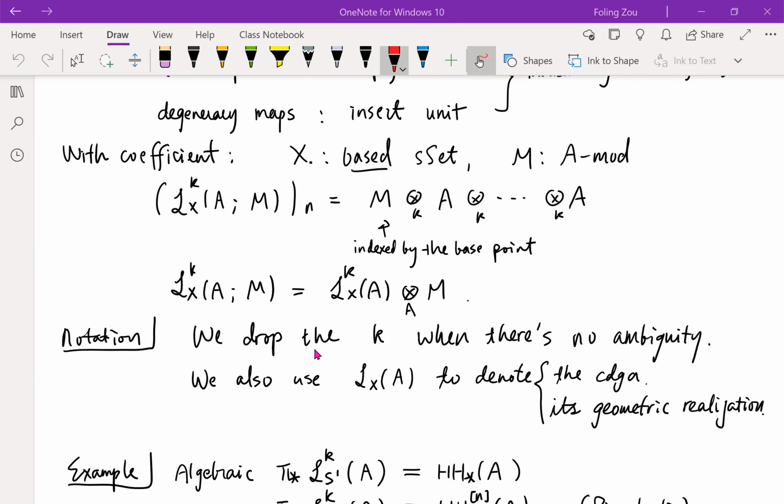And in this talk, we will drop the K whenever there is no ambiguity. And also in the algebraic context, we use the Lode construction to denote the commutative differential graded algebra instead of the simplicial object. And in the topological context, we also use this to denote its geometric realization, which is a commutative algebra spectrum instead of a simplicial commutative algebra spectrum.